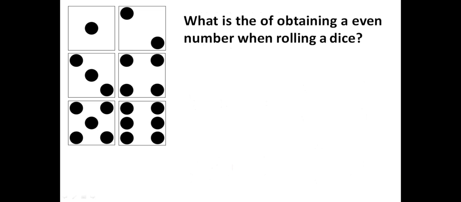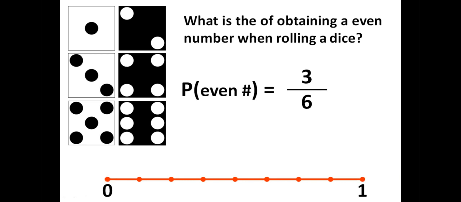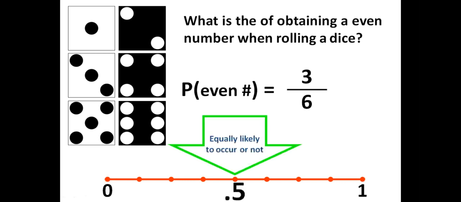Take a moment now to think about the probability of obtaining an even number when rolling a dice. Feel free to pause the video at any moment. So the fact that this represents half of our sample space, as in the case of the coin, we might already have an idea about the probability of obtaining an even number.